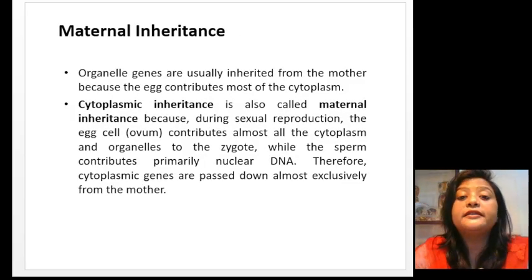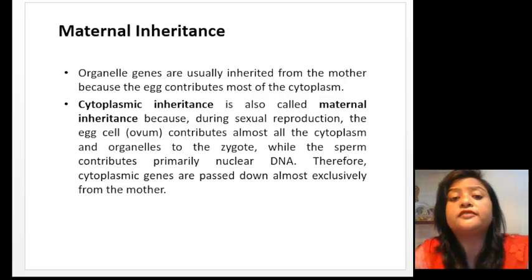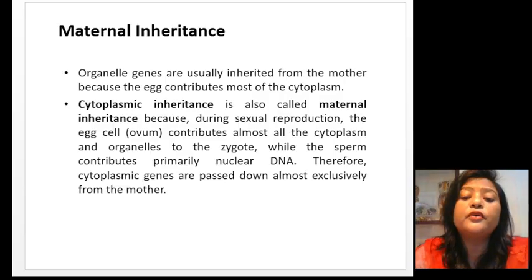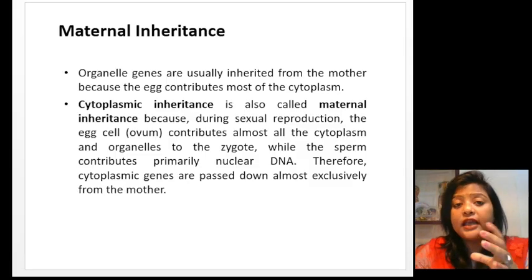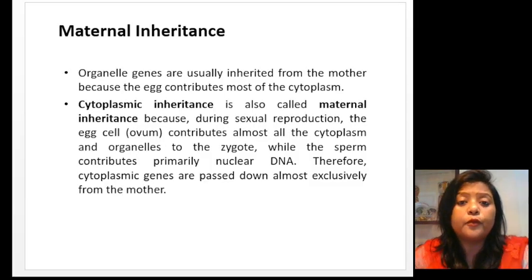Now this is maternal inheritance. See, maternal inheritance is also cytoplasmic inheritance only. What is the difference here? The difference is in what happens during sexual reproduction. We know that in sexual reproduction, normally the egg cell and the sperm cell fertilize and form a zygote, right?